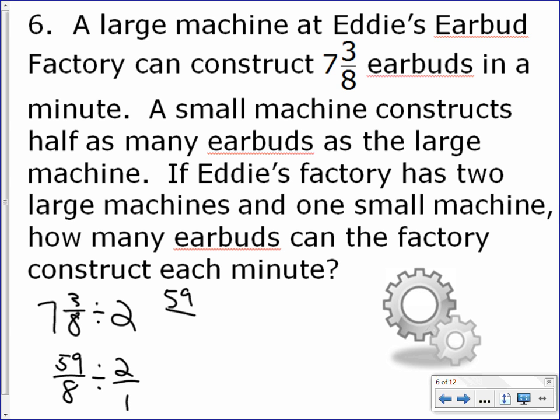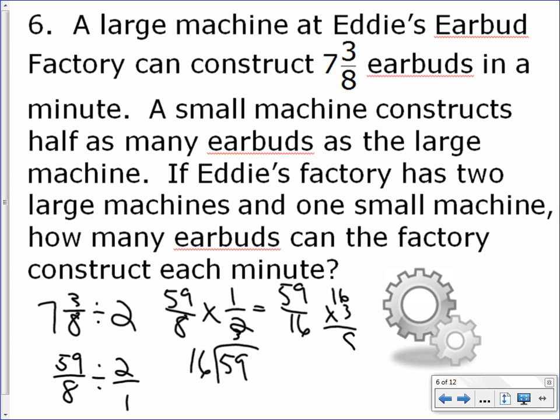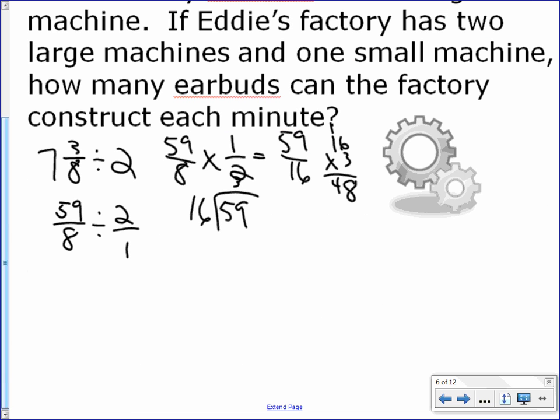Keep it, change it, flip it. Now, this, you cannot cross reduce here, so it would be 59 over 16. And 16 goes in 59 3 times. 16 times 3 is 48. I know I'm running out of room here. All right. So I'm going to subtract out 48, and I have 11. So the small machine constructs 3 and 11/16.